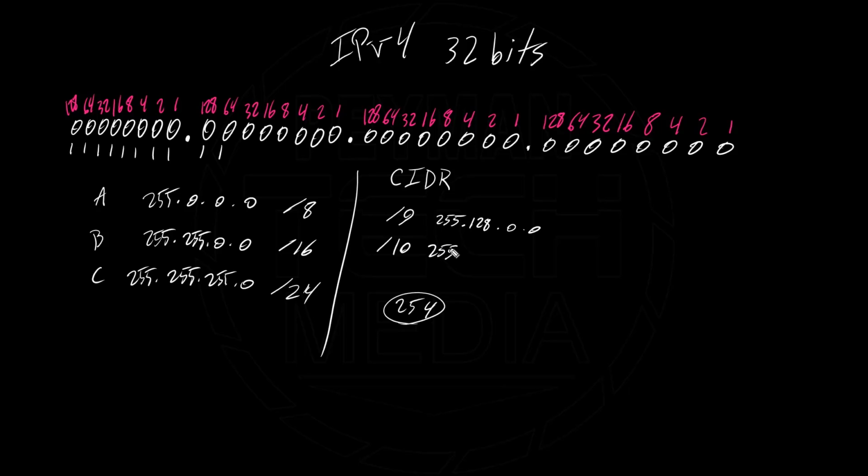So 255 dot here, 2 bits, 128 plus 64, that's 192 dot 0 dot 0. And so on, forward slash 11. So we add one more. So here, these are just some examples.